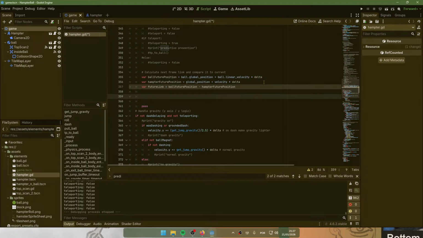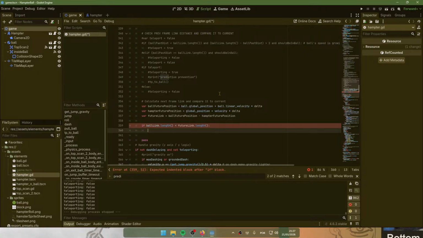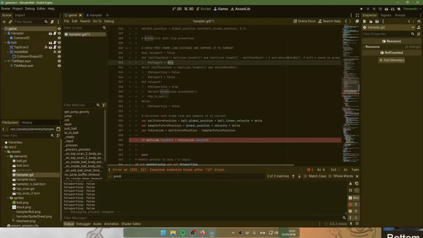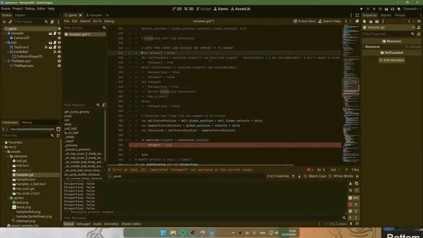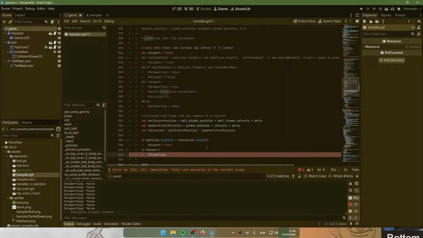So with these variables, we gotta check... I'll just send it. I'm guessing that is like if ball link dot length is smaller than the future link length, true. Teleport equals true. If teleport, then we check if teleporting, then teleporting equals true.